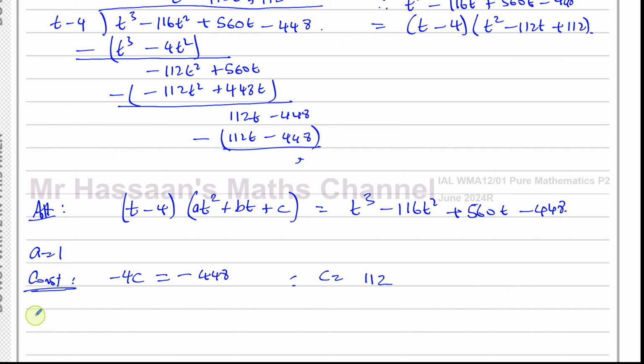Okay, and then we can compare, for example, the t squared terms. Now, the t squared terms are found when you do t times bt. So t times bt is going to be bt squared. And then the other term is going to be found when you do minus 4 times a, which is minus 4a. That's the other t squared term, and that's going to be equal to negative 116 t squared. Right, so that's the coefficient of the t squared term.